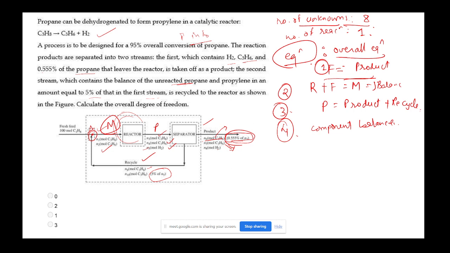Here you can say that this is a 3-component system. So overall you will have 2-component balances, or it will be just one because 2 of them are products. So you will have 1-component balance based on the conversion that you are given. Okay.